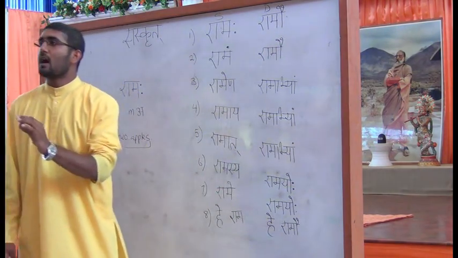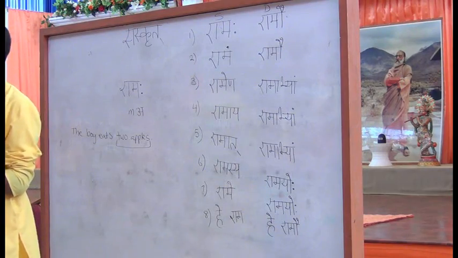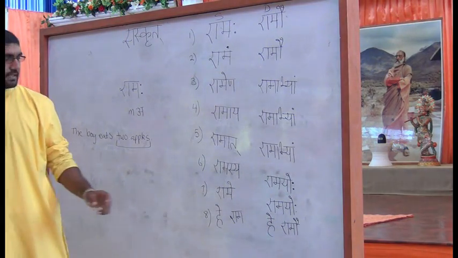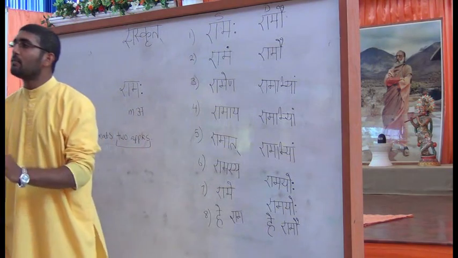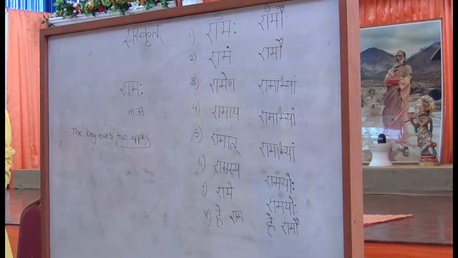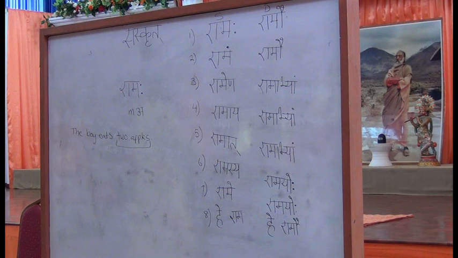Sixth case, Ramayoho. Seventh case, same thing, Ramayoho. And the last case is He Ramo. Right? Okay. This is why it is essential that you come closer to the board.